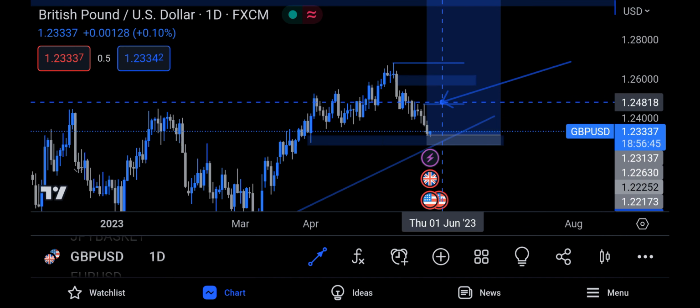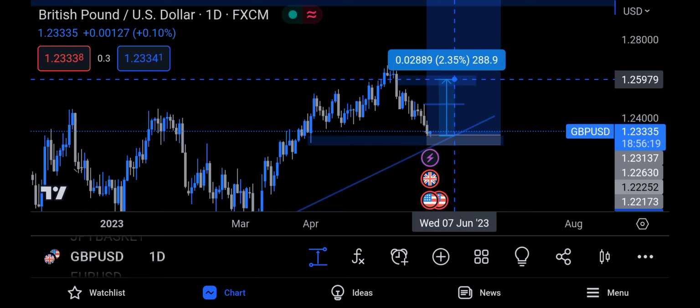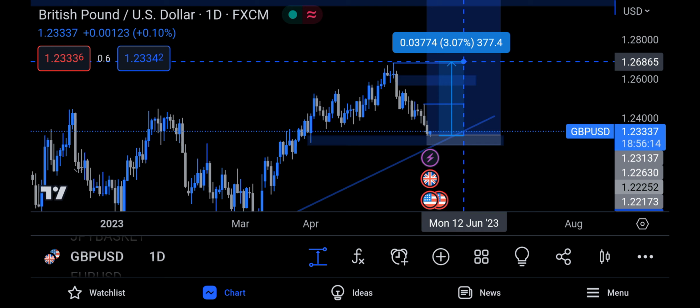Let me check. From the level of entry, because I'm taking this trade from here, the first level of TP should be 160 pips. Second level of TP is about 300 pips, almost 300. That's 290 pips. Then the third level of TP is about 370 pips. So that is how it is.